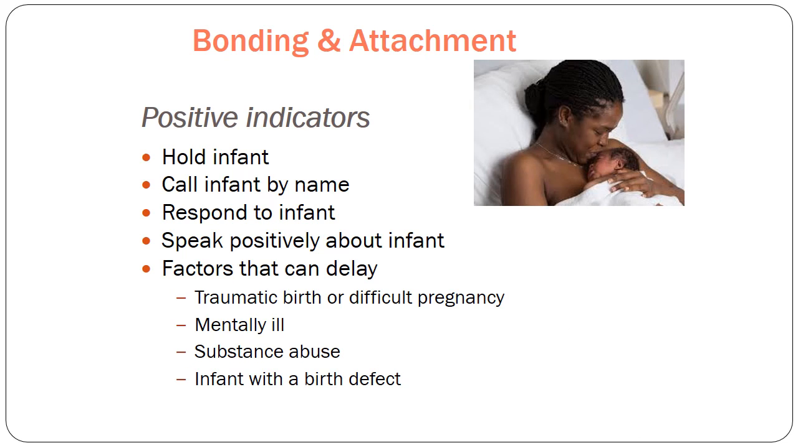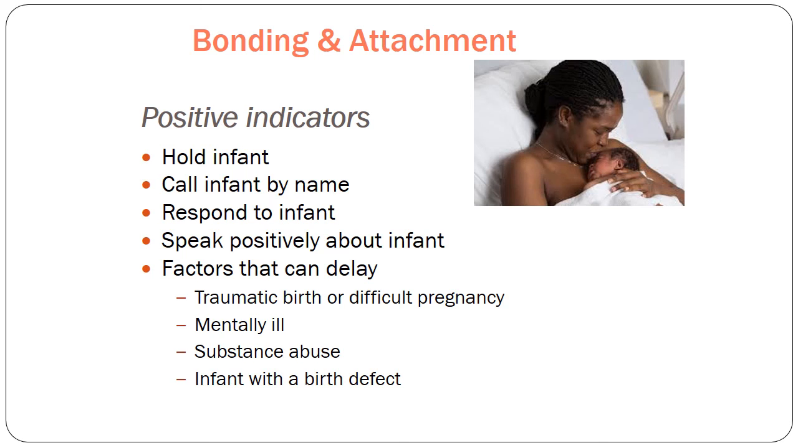So some positive indicators of bonding are that the parents are willing to hold the infant. They call the infant by name, not "it." When the baby's fussy, they go and respond to the baby. They're speaking positively about the infant.